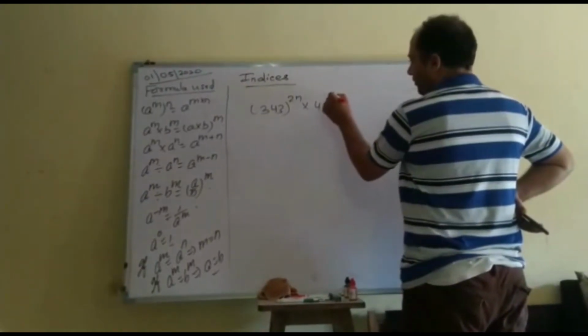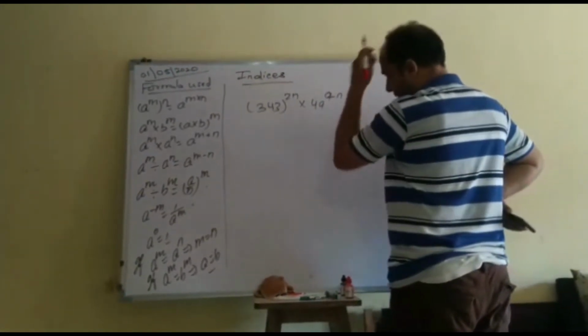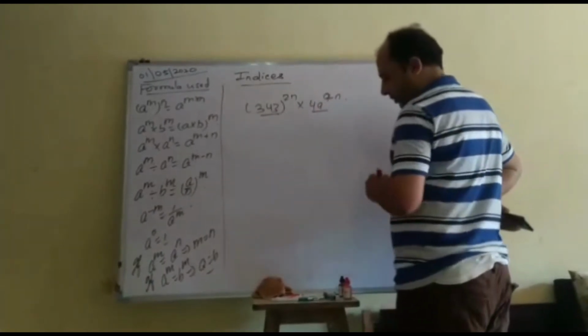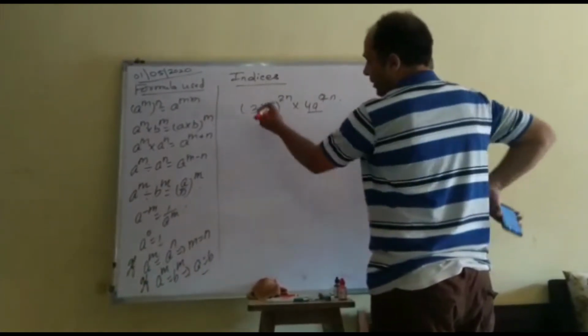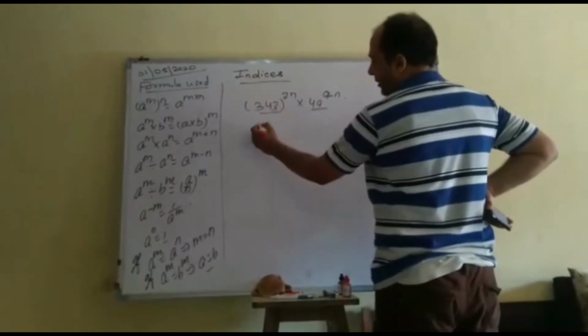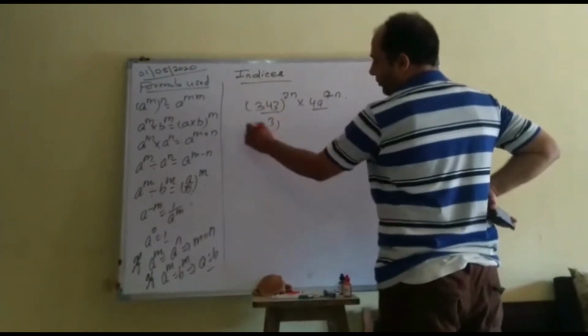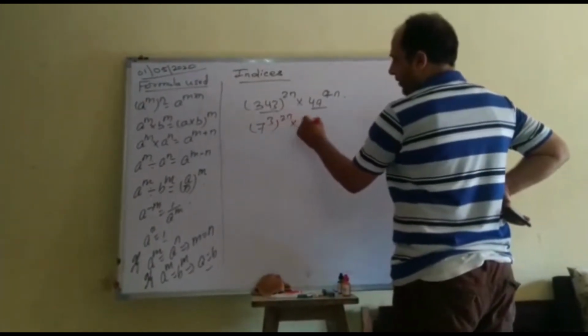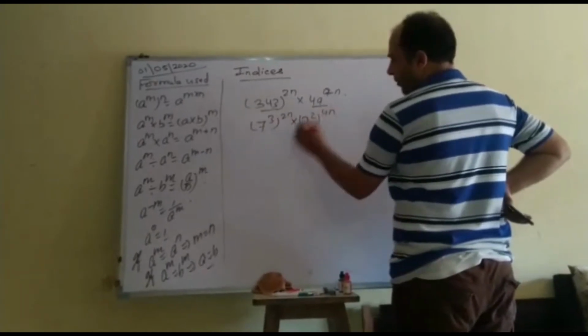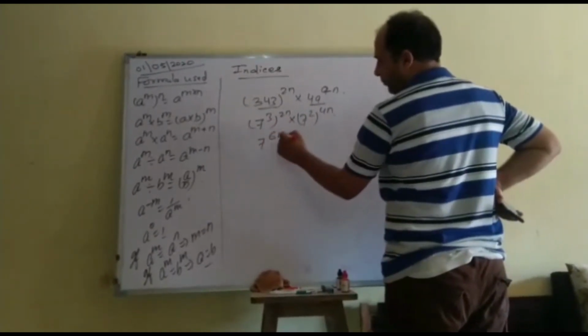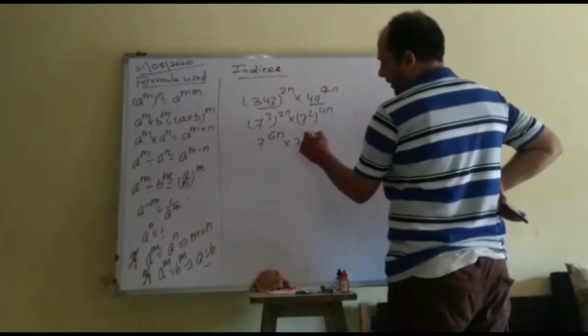2 to the 4n, right? 4n. How to solve this question? So it is 49 and it is 343. You must have tried to convert all these things into the lowest terms. So how to convert it? 7 cube to the 2n, 7 square to the 4n. So 7 raised to power 6n into 7 raised to power 8n.